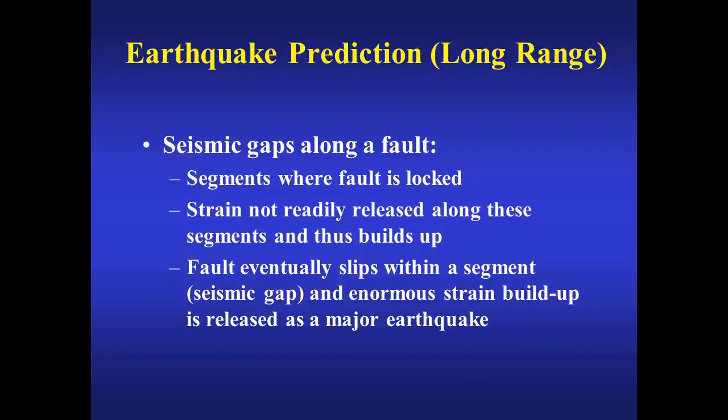Another way of predicting is using what are called seismic gaps along a fault. Basically, these are segments where the fault is presently locked, such that strain along these segments is not readily released, and thus is anticipated to be building up over long periods of time. Now, when the fault eventually slips within a segment, within the seismic gap, we can expect an enormous amount of strain buildup to be released, and as a result, we'll likely get a major earthquake.